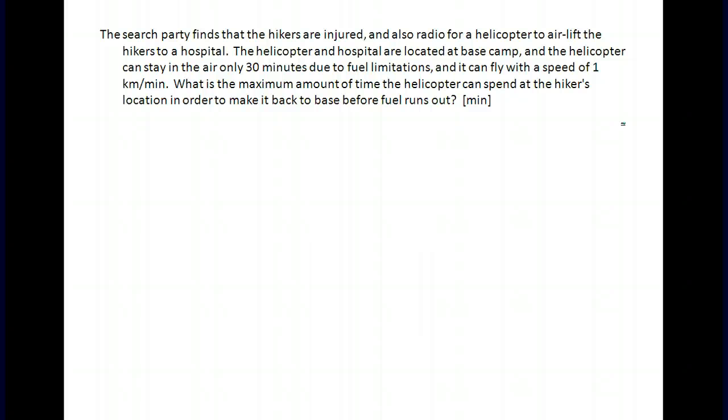So how long can it spend in the air? It can only spend 30 minutes in the air, right? Okay, so there's our maximum amount of time in the air, and it travels 1 kilometer per minute. So we know the speed. Okay, so the velocity of that is 1 kilometer per minute.